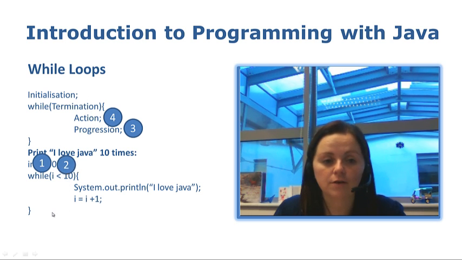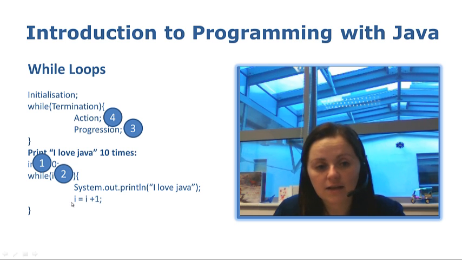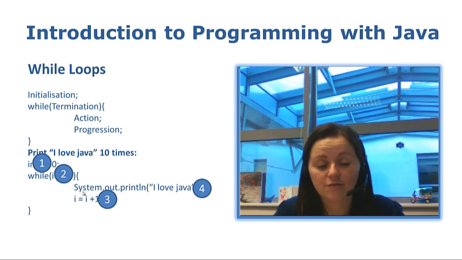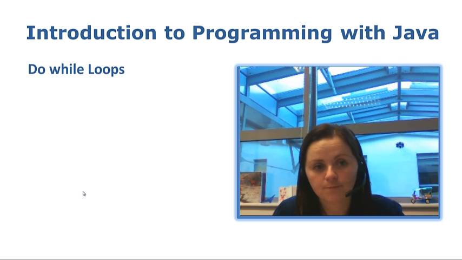And that's our termination. Inside that then you'll see our i = i + 1 here. That's our progression. How do we get from 0 to 10? And then finally we have our System.out.println("I love Java"), and that's our action. So the very same components, just jumbled about a little bit differently on the screen. Our do while loop then is the third structure we're going to take a look at today.